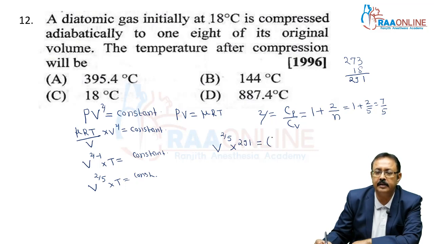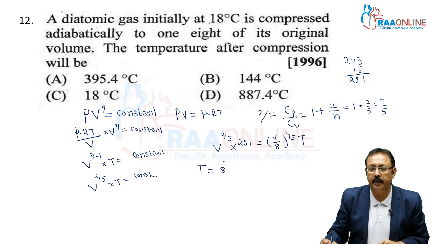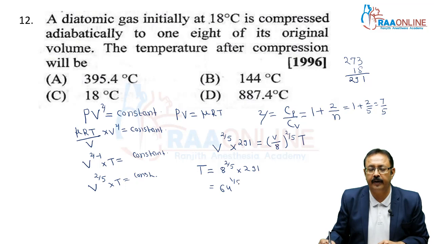Now volume is V by 8. Cancel V raised to the power 2 by 5 with this. So what we are getting? New temperature we have to calculate. So new temperature should be 8 raised to the power 2 by 5 into 291. It means it is 8 raised to the power 2 is 64, raised to the power 1 by 5, into 291.